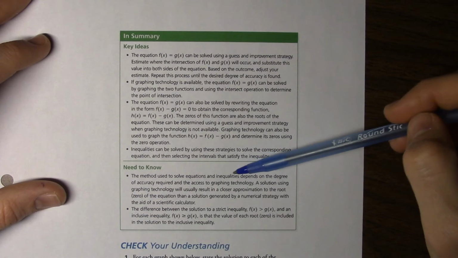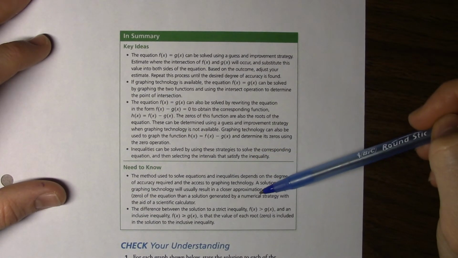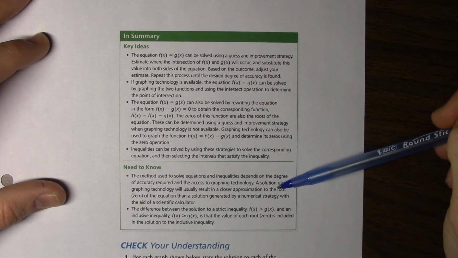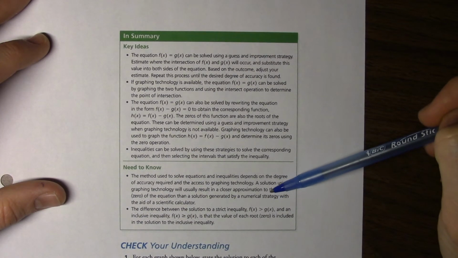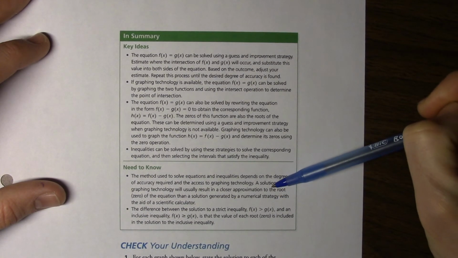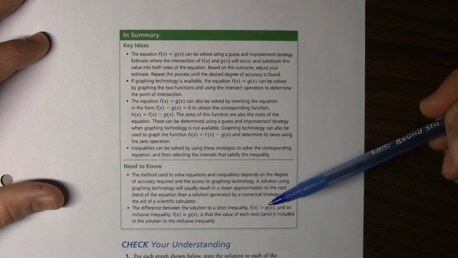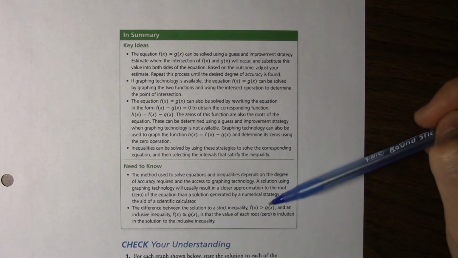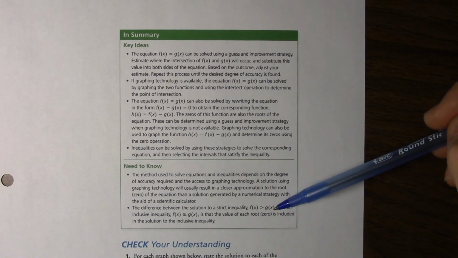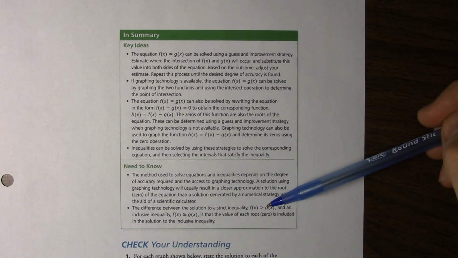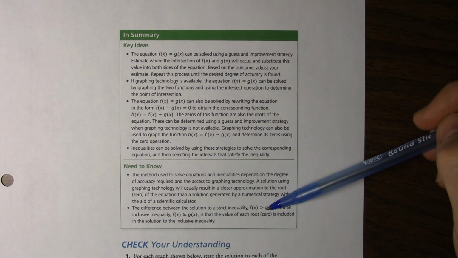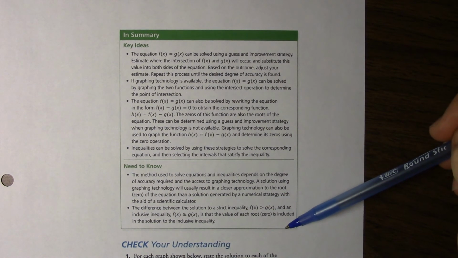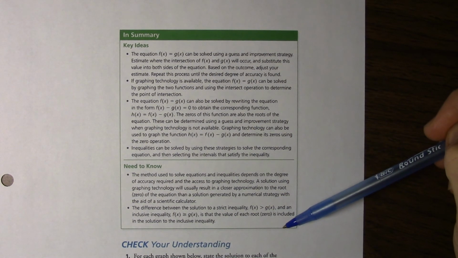Need to know: the method used to solve equations and inequalities depends on the degree of accuracy required and the access to graphing technology. A solution using graphing technology will usually result in a closer approximation to the root of the equation than a solution generated by a numerical strategy with the aid of a scientific calculator. The difference between the solution to a strict inequality, f of x is greater than g of x, and an inclusive inequality, f of x is greater than or equal to g of x, is that the value of each root is included in the solution to the inclusive inequality.